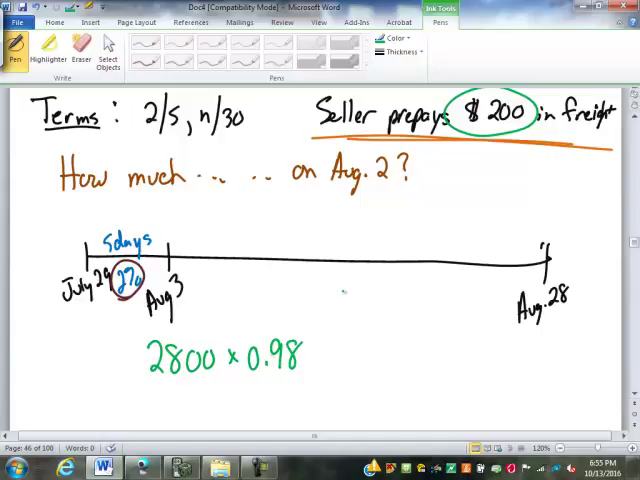Before I ask anything else, where does the 0.98 come from that I just wrote down? 2%. 100 minus 2 is 98%. It's a 0.98. Why did I put down 2,800? Don't we owe 3,000?